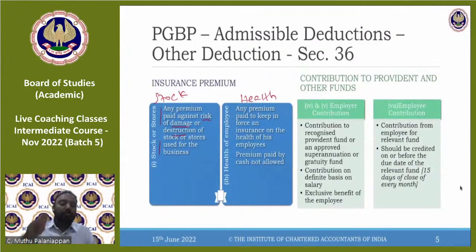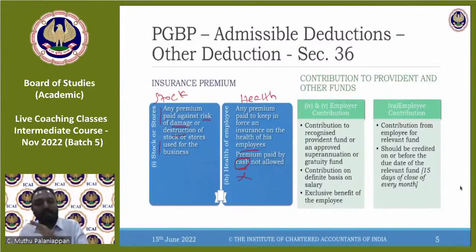With respect to health, to keep up the health of employees, if you are paying premium, it is allowed. Please remember, this insurance is not allowed if it is in cash. I will not link with any other product, so I'll just continue with this. Premium paid by cash is not allowed.